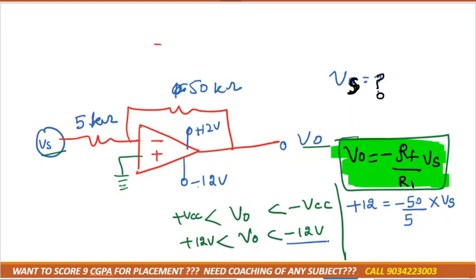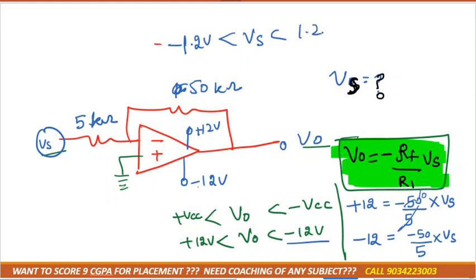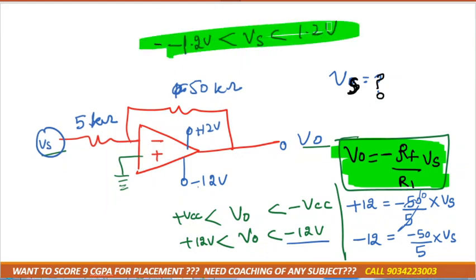Similarly, we can take the other end of the voltage range, that would be minus 12 volt, that is minus 50 divided by 5 into Vs. If I solve it, then the Vs value we will get would be in the range of minus 1.2 volt to 1.2 volt. Okay, so this is your final answer.